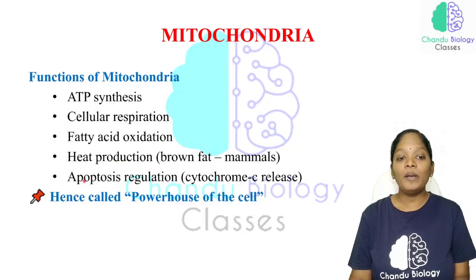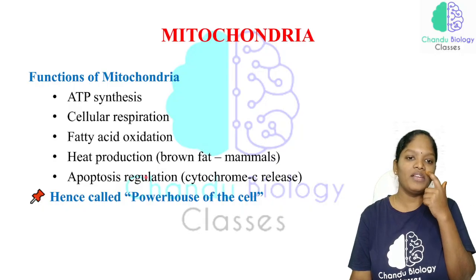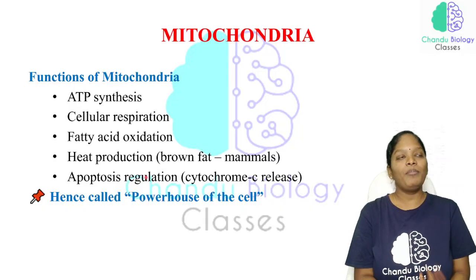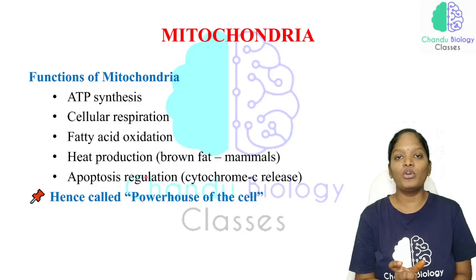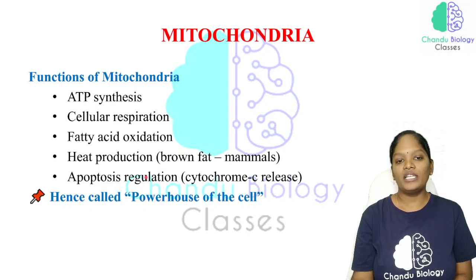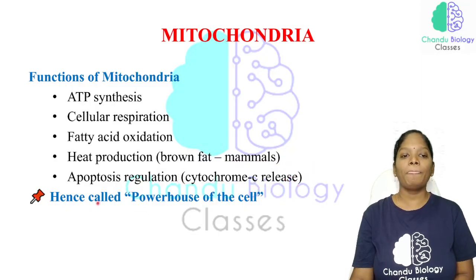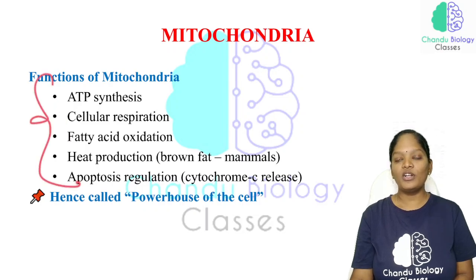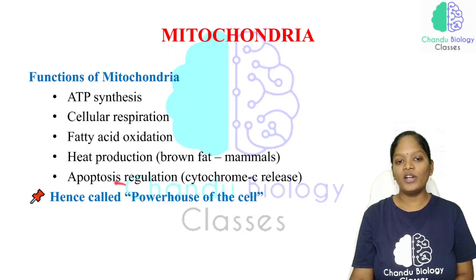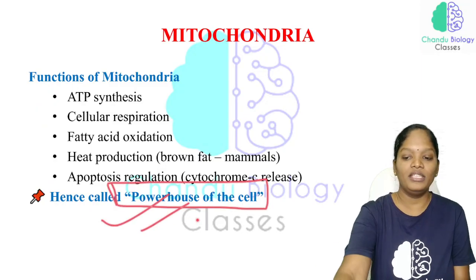Okay, now apoptosis regulation, the very important function of mitochondria will be this apoptosis regulation. Apoptosis in the sense cell death, programmed cell death. That is what an apoptosis is. Whenever the apoptosis regulation, the cytochrome C is an important component which is involving in the cell death. Okay, so all these were the functions of mitochondria. So we are calling this particular mitochondria as a powerhouse of the cell. Okay, so this is very important thing.